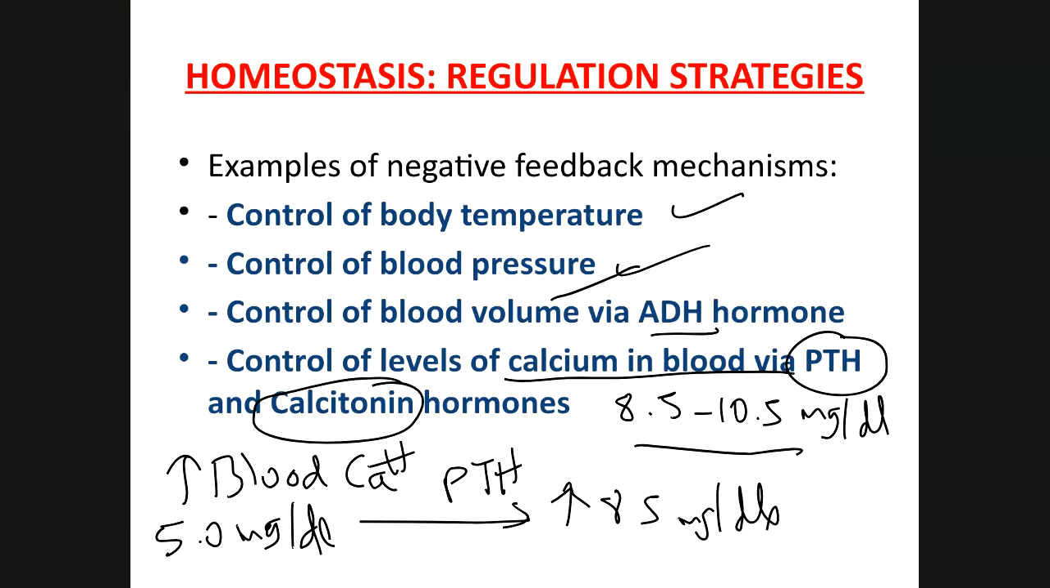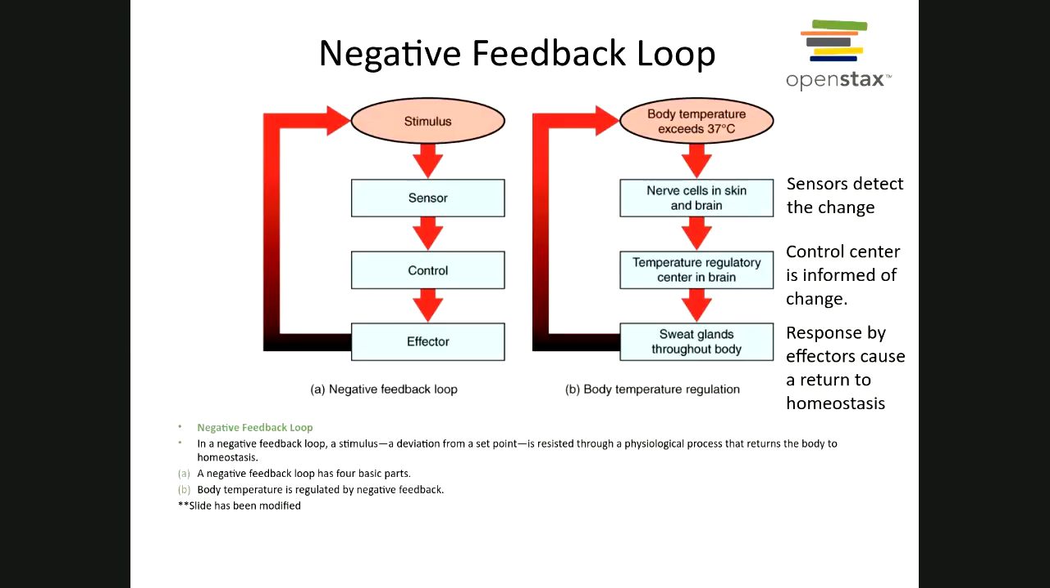So that will be a negative feedback response. By the same token, if blood calcium levels go too high, the other hormone, calcitonin, will bring the blood calcium levels back down to homeostatic ranges. This is a negative feedback loop.